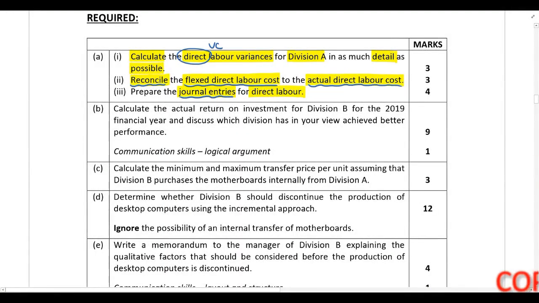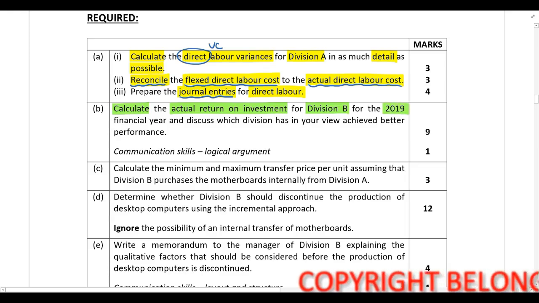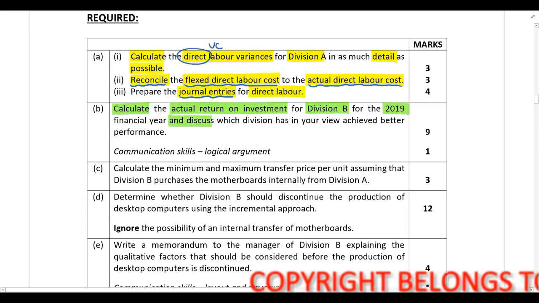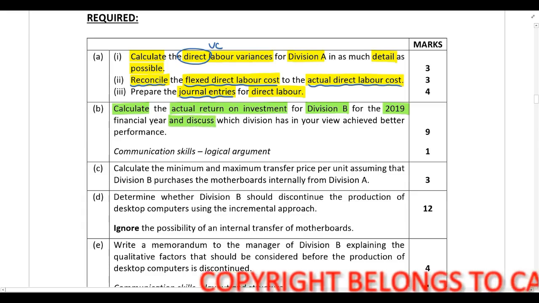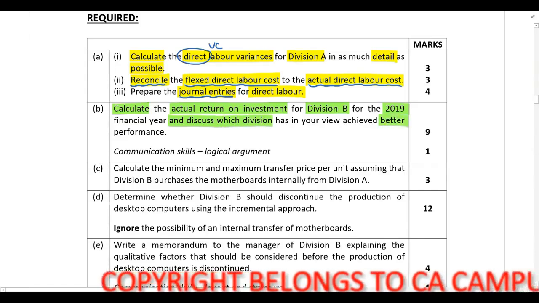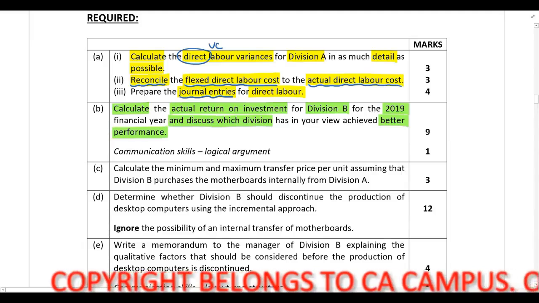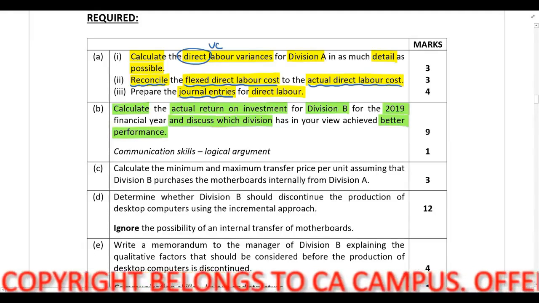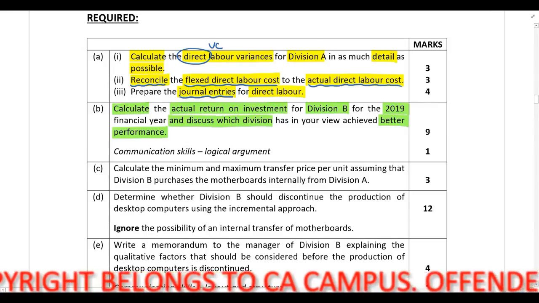Then in part B, calculate the actual return on investment for Division B for the 2019 financial year and discuss which division has, in your view, achieved better performance. Then there's 1 mark available for communication skills, and that is awarded for logical argument.